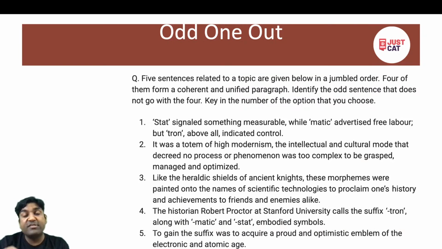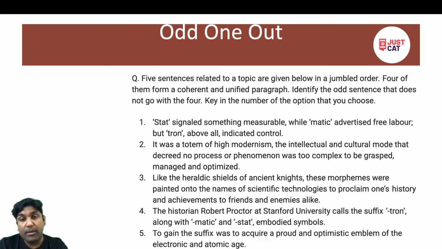Next comes the question: 5 sentences related to a topic are given below in a jumbled order. 4 of them form a coherent and unified paragraph. Identify the odd sentence that does not go with the 4. Key in the number of the option that you choose. So we have to find again the odd one out. This is how the odd one out question will look. It will tell you that 5 sentences related to a topic are given below in a jumbled order. 4 of them form a paragraph, 1 does not. Find the odd one out.